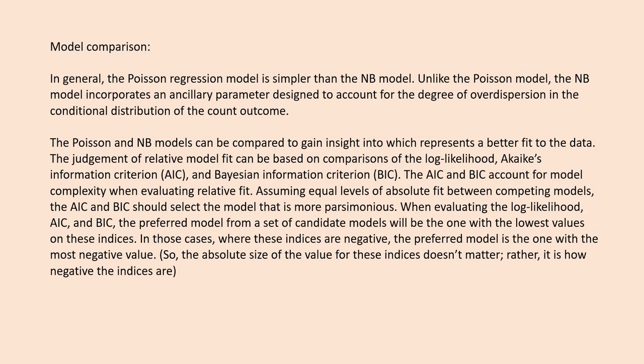The AIC and BIC account for model complexity when evaluating relative fit. Assuming equal levels of absolute fit between competing models, the AIC and BIC should select the model that is more parsimonious. When evaluating the log likelihood, AIC and BIC, the preferred model from a set of candidate models will be the one with the lowest values on these indices. In those cases where these indices are negative, the preferred model is the one with the most negative values.